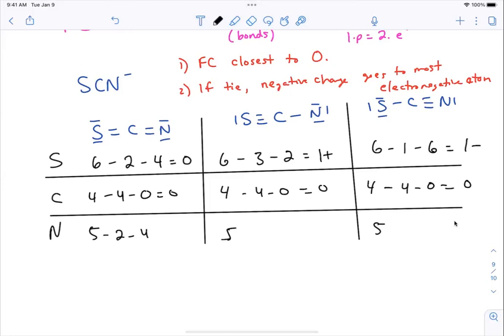Carbon is 0 in all of these. Nitrogen is 1 minus, 2 minus, and 0 here.